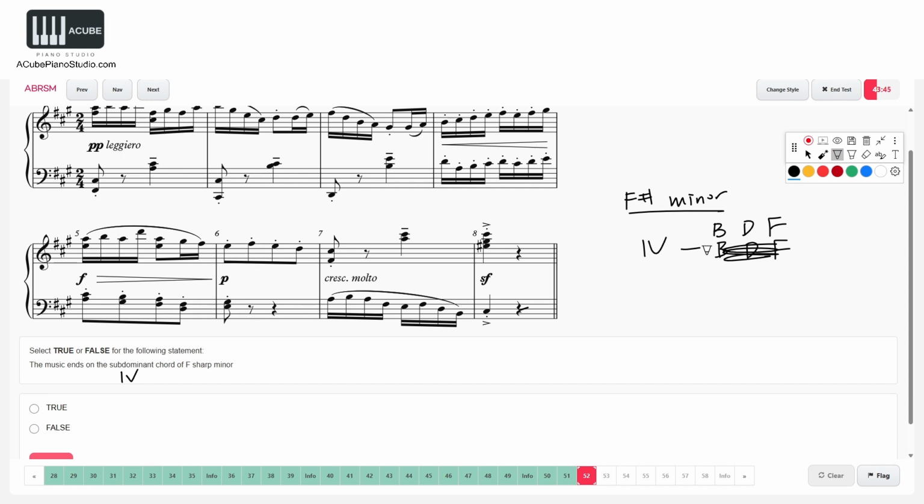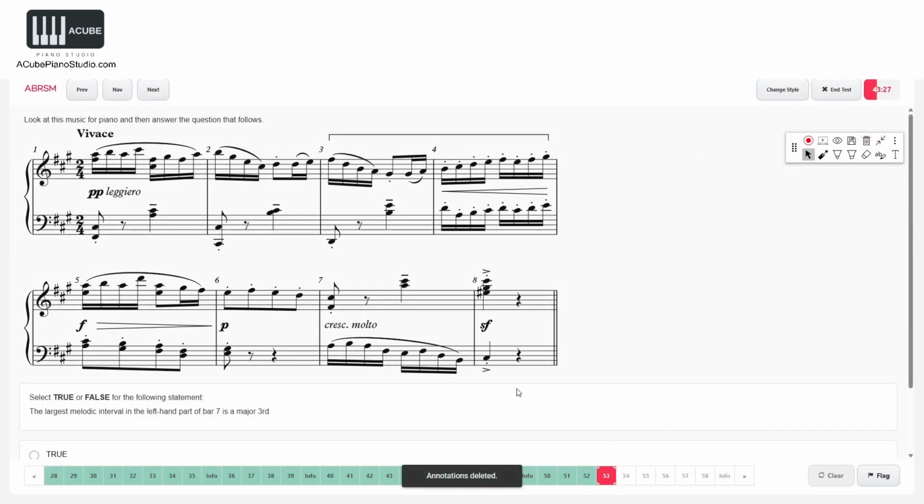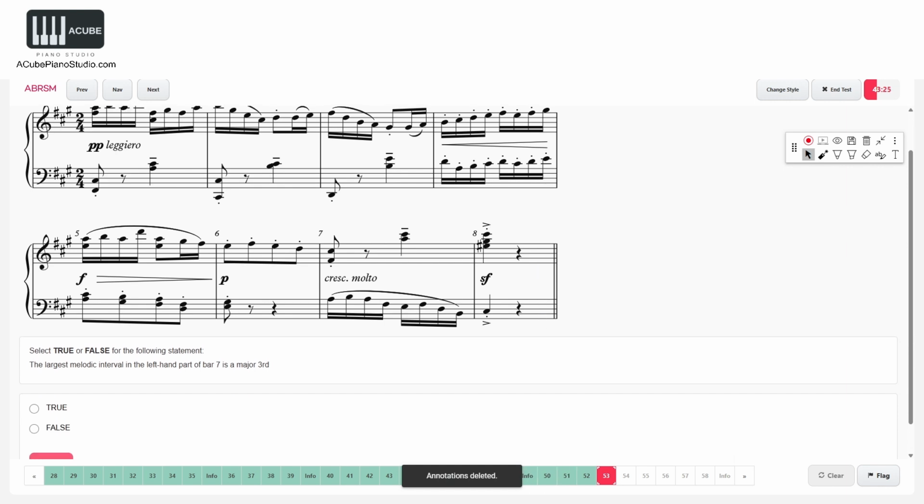Okay. So yes, it's B. So it's B, D, F sharp. Okay. Then subdominant, you have B. Oh, you don't even have B. So it is not true. So in other words, this is false. So the answer for this is false. It's not the subdominant chord. Okay, next.